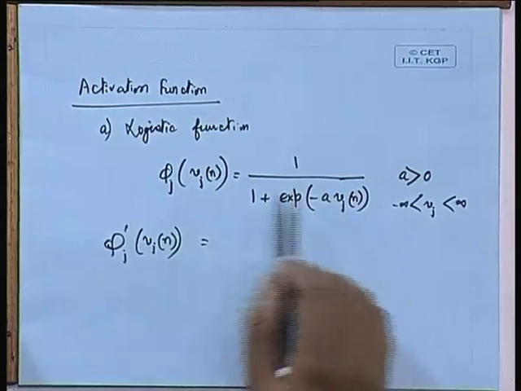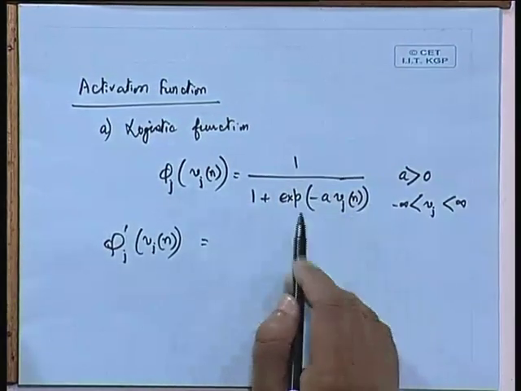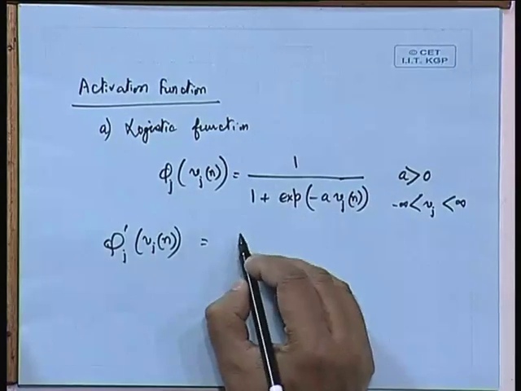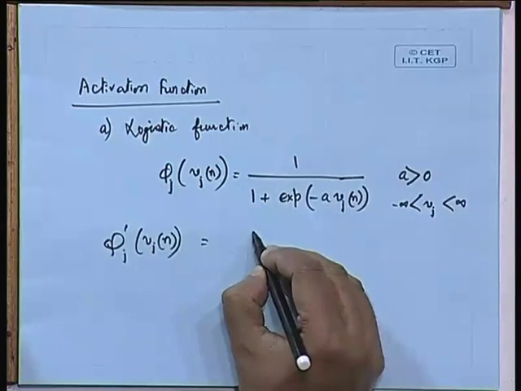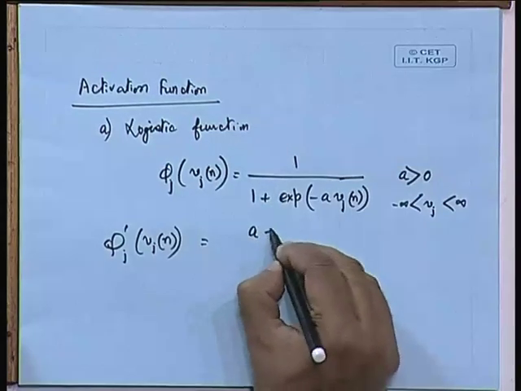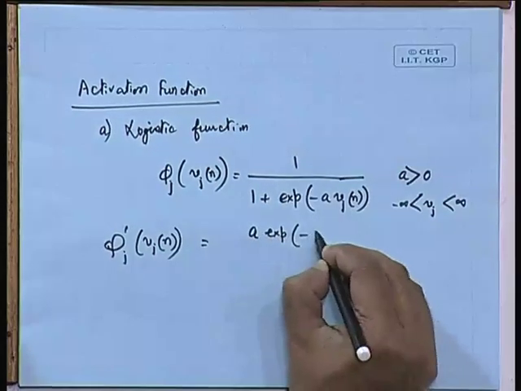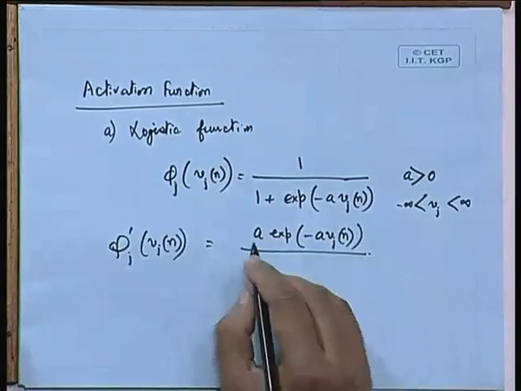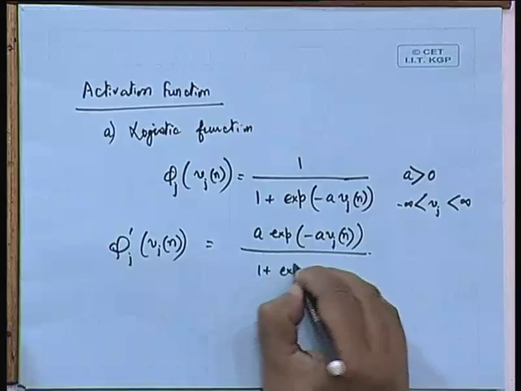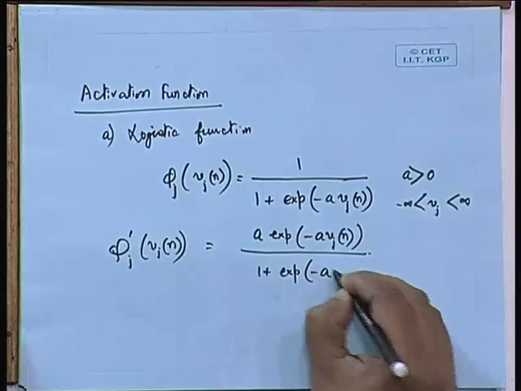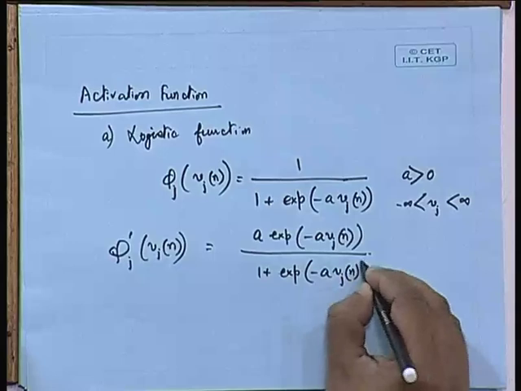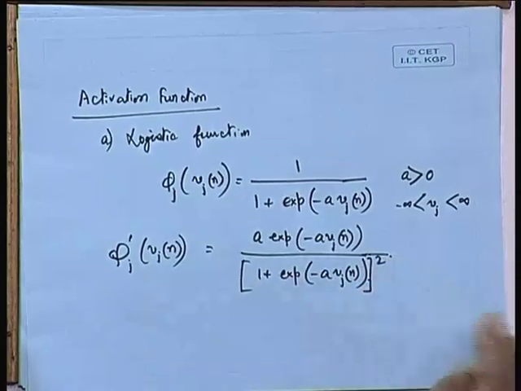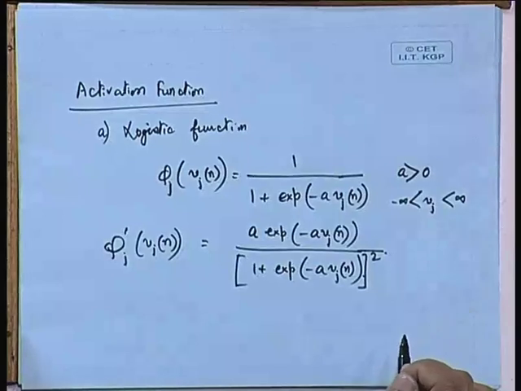So, that means the differential of this term only will be there, which means we are going to get the derivative as a times exponential to the power minus a Vj n, divided by 1 plus exponential to the power minus a Vj n, this term squared. So, this is going to be the derivative.